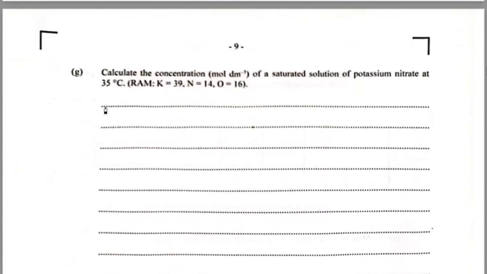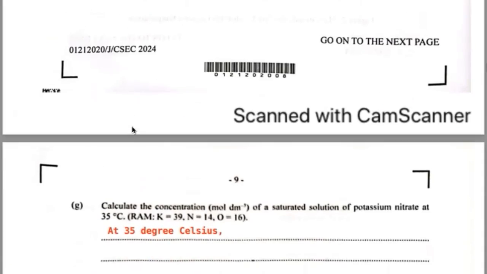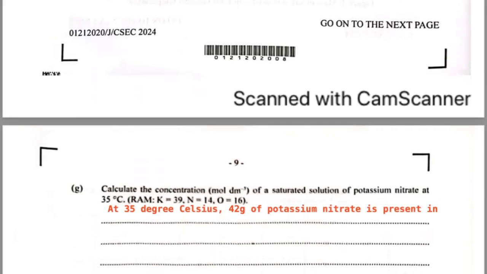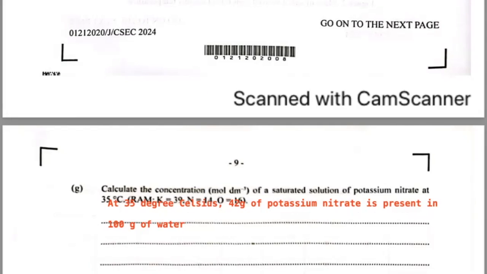So we had 42 grams. So let's get something that can capture our writing. So let's use this. So we're saying then that at 35 degrees Celsius, we have a mass of 42 grams of KNO3, potassium nitrate, is present in 100 grams of water. We can use this to work the calculation.